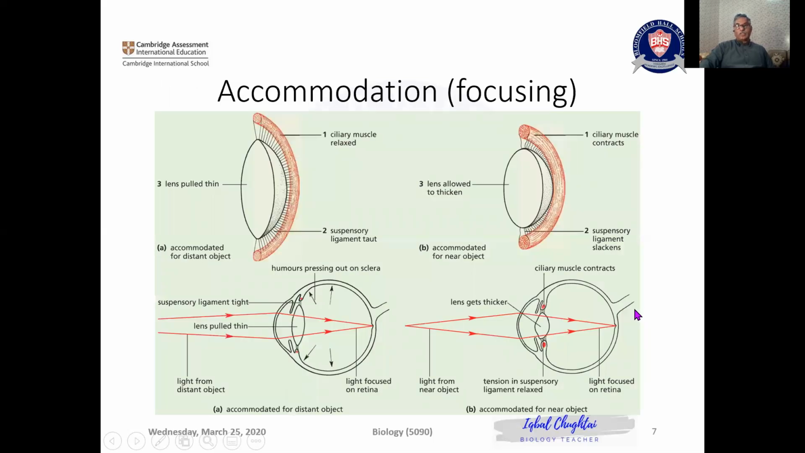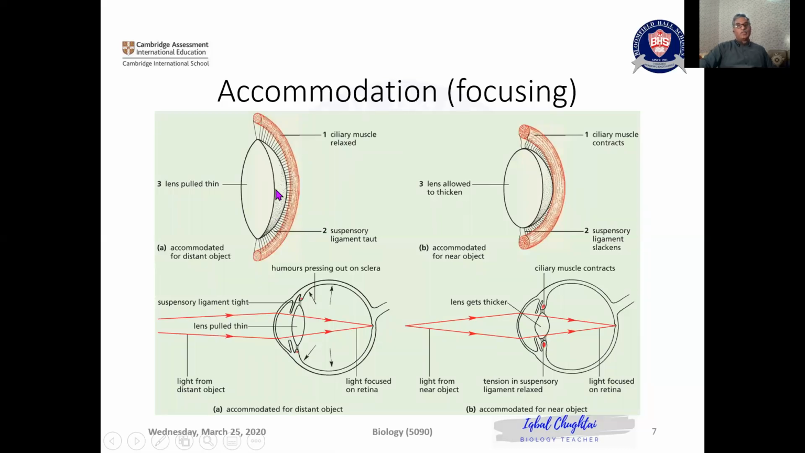Over here we can see the accommodation. Accommodation means focusing of the eye, and this focusing is mainly concerned with the ciliary body, suspensory ligaments, and the lens. You can see this one structure. This one is a little part of the ciliary muscles shown here, and these thread-like structures are the suspensory ligaments, and this one is a little part of the lens.